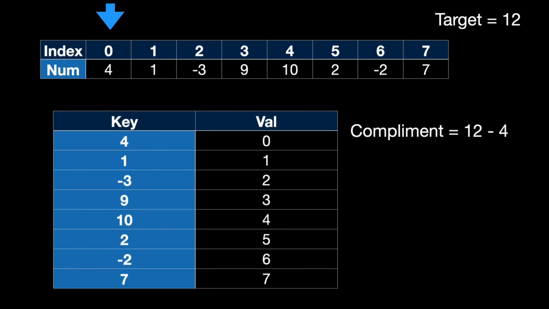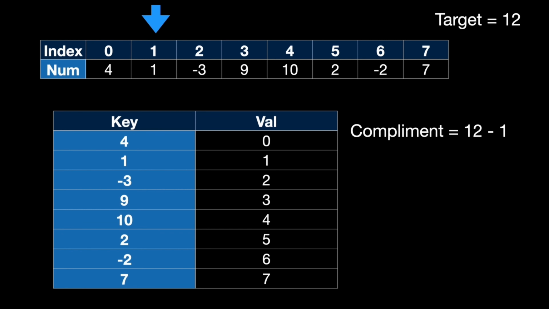We start with the very first element, which is 4, where we get the target 12 minus the number 4, and we get the complement of 8. And we check, can we find 8 in our dictionary? And the answer is no, we have not come across an 8. So that means that starting with 4, we cannot find another number that adds up to the target. And we go to the next number.